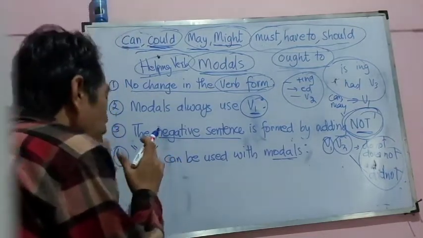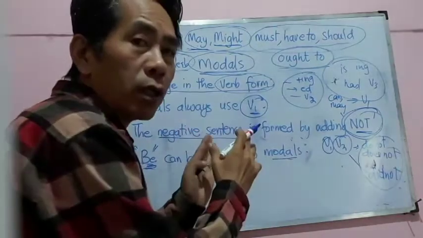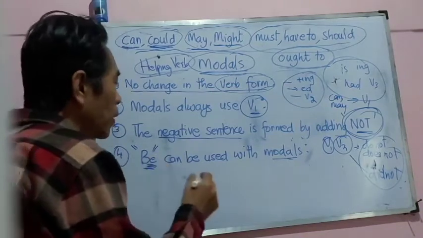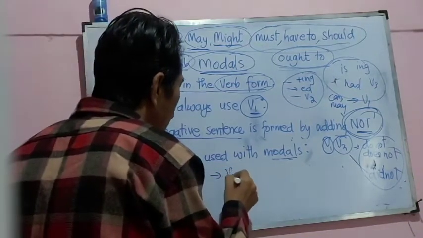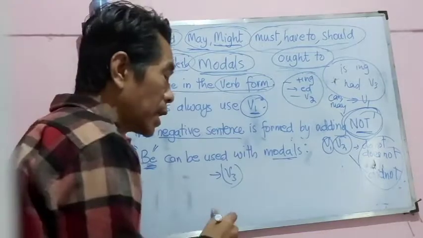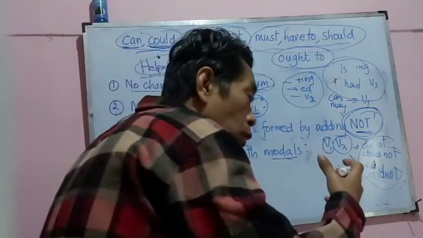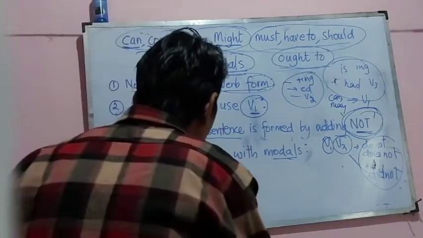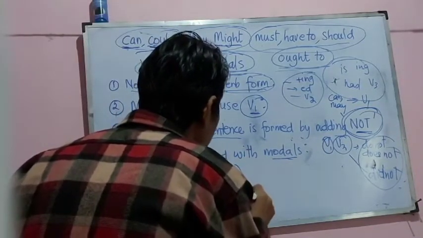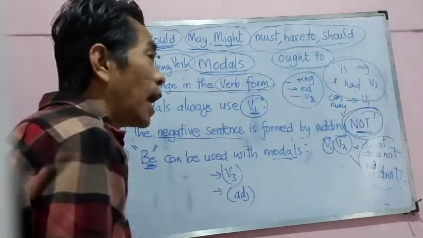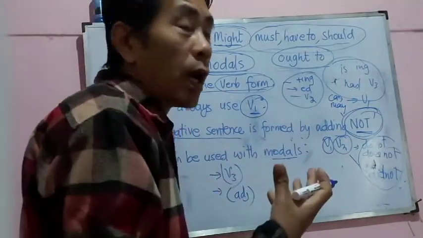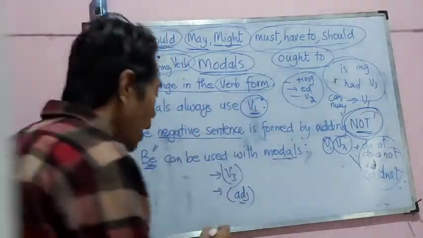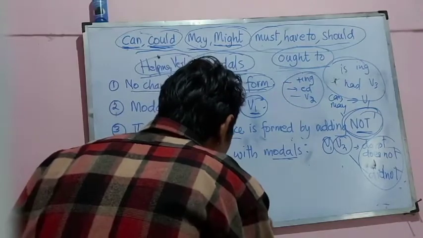Now when we use the word be with the models, we have to keep in mind some things. When we use be with the model, the verb can always be the third form. The table can be destroyed. He can be scolded, verb 3. And it can also be an adjective. I can be good. I can be fast. I can be intelligent. So adjective.